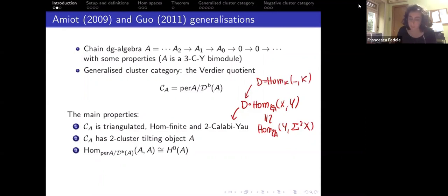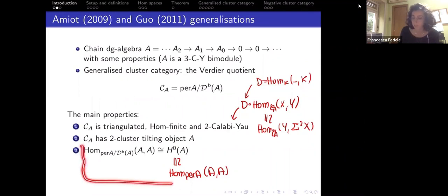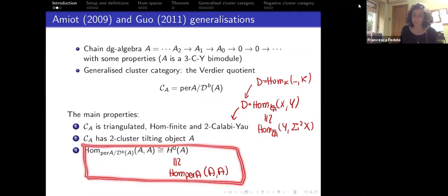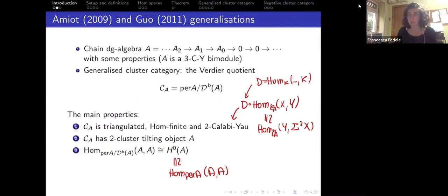And then also I just want to point out that in this case, this is actually isomorphic to hom over the perfect derived category, so our original triangulated category we started with of A comma A. The reason I want to point this out is because in the next generalization I will present, we actually won't have a chain dg algebra. So this third property will just skip this thing in the middle, and we'll just have an equivalent property that says that the home spaces are isomorphic, basically.